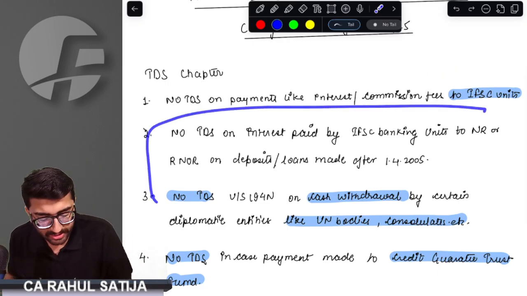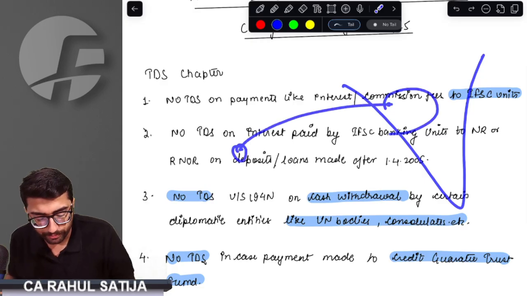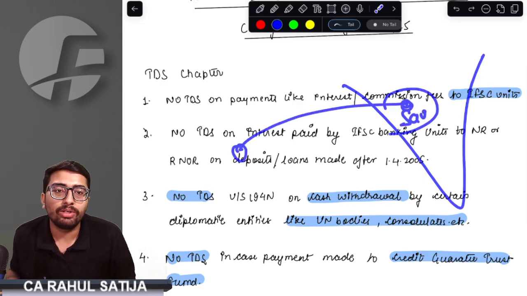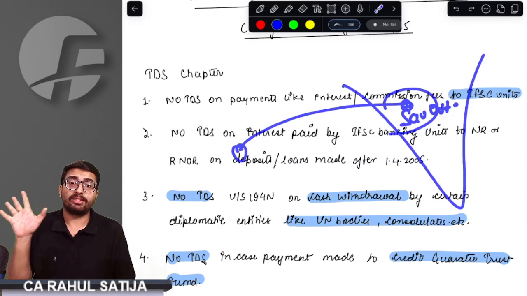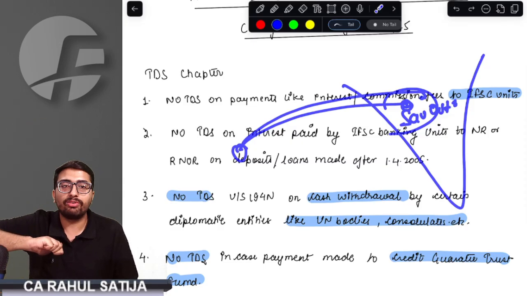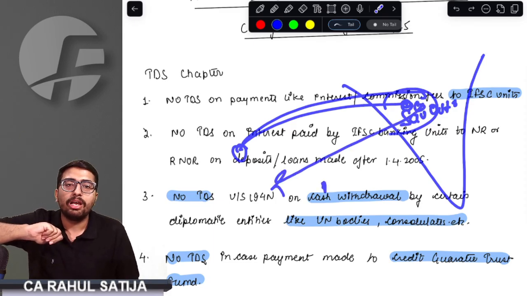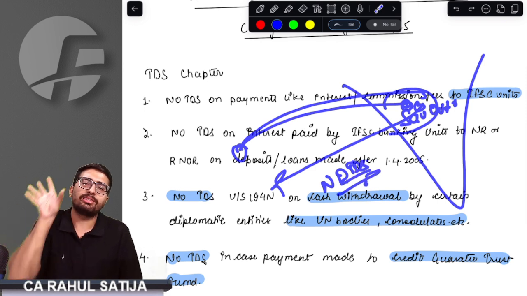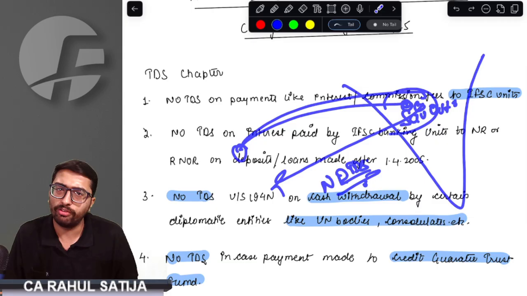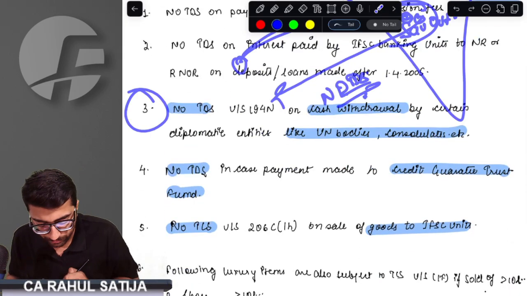Next important point: if any non-resident has a savings account in an offshore banking unit of IFSC. IFSC can have an offshore banking unit? Yes, sir. If any non-resident has a savings account in this case, or any account, then whenever interest is being paid, no TDS has to be deducted on this interest by this offshore banking unit of IFSC. Got it. Third amendment.